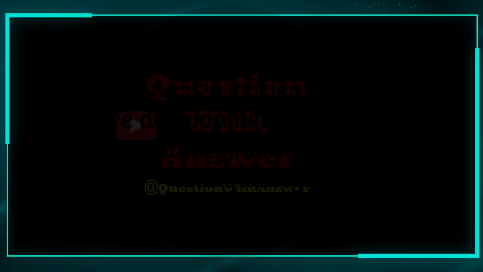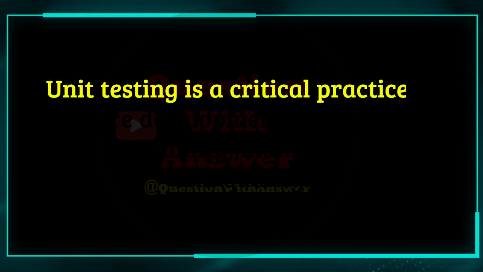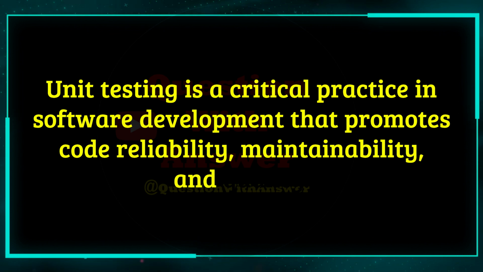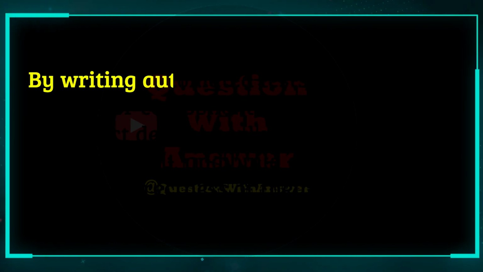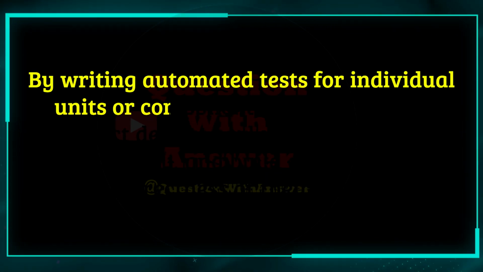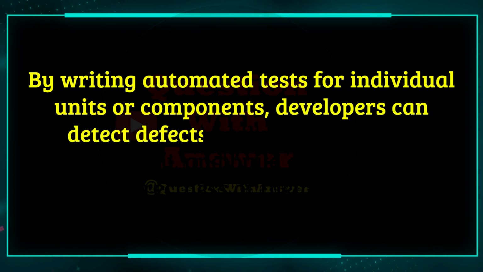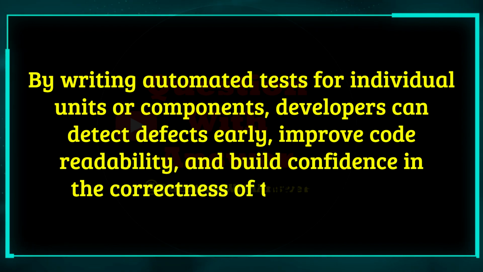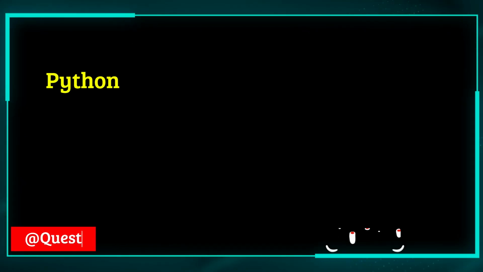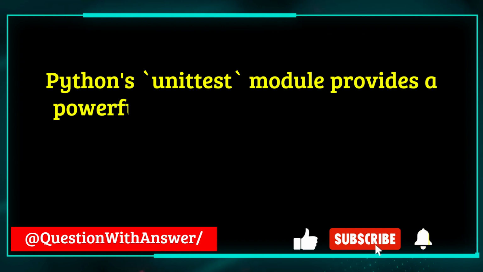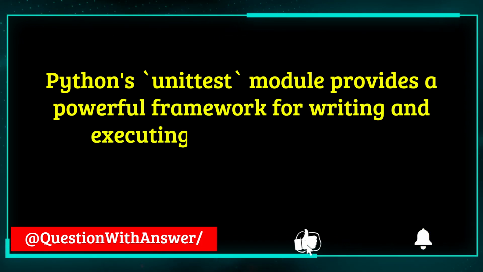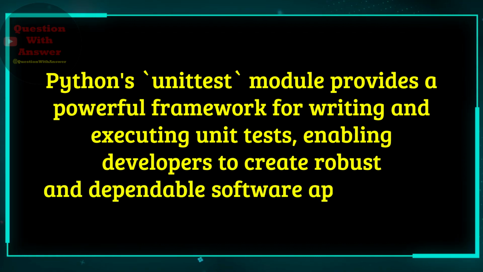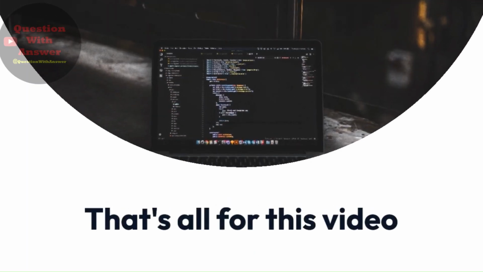Conclusion. Unit testing is a critical practice in software development that promotes code reliability, maintainability, and quality. By writing automated tests for individual units or components, developers can detect defects early, improve code readability, and build confidence in the correctness of their software. Python's unittest module provides a powerful framework for writing and executing unit tests, enabling developers to create robust and dependable software applications.